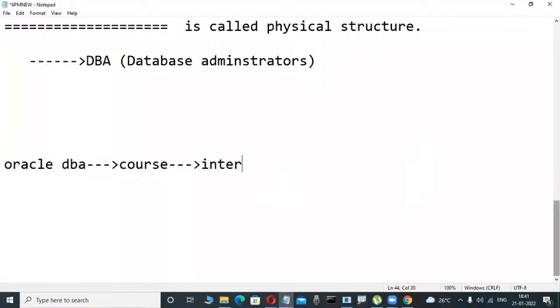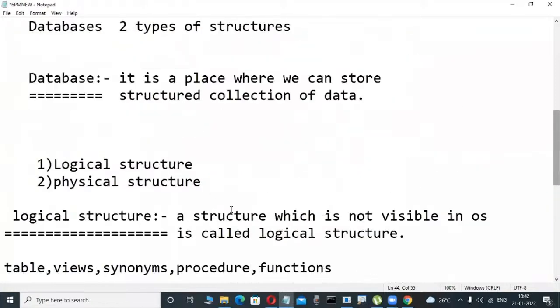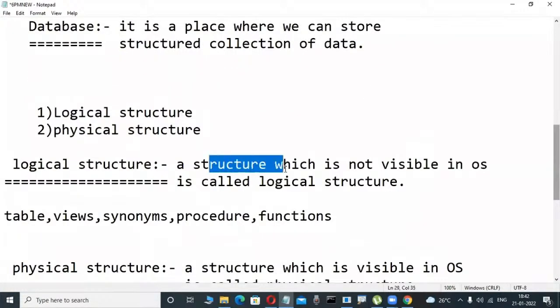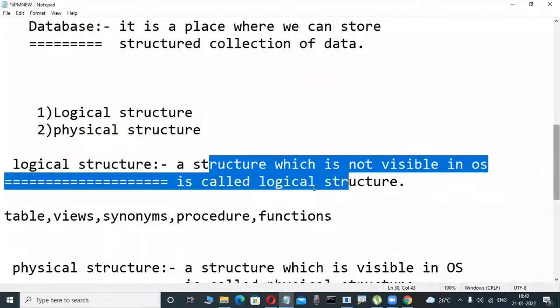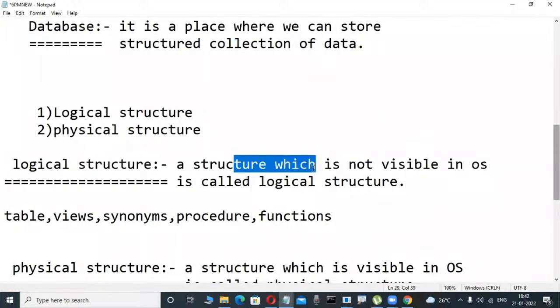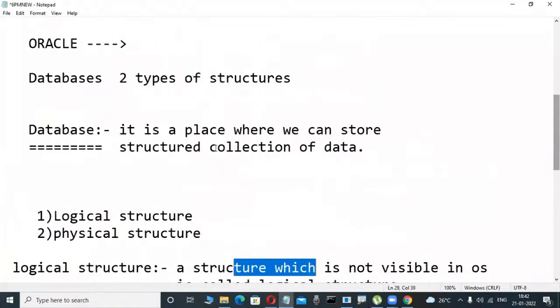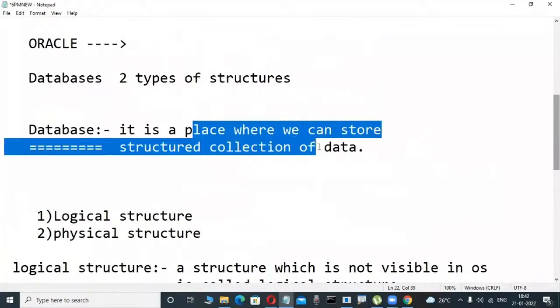The interviewer asks me, Murali, what is a database? If I answer with the bookish knowledge, that it is a structured collection of interrelated data, a place that stores a structured collection of data, I am immediately rejected. Immediately. Why?